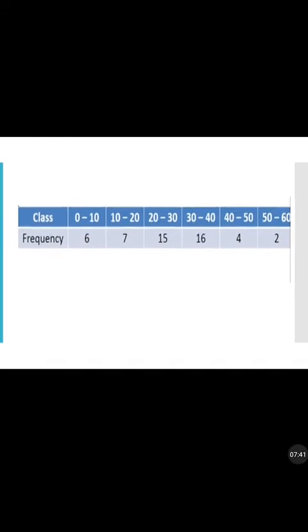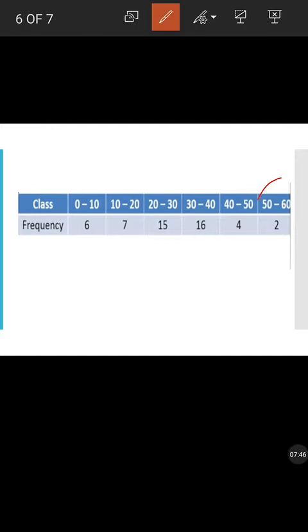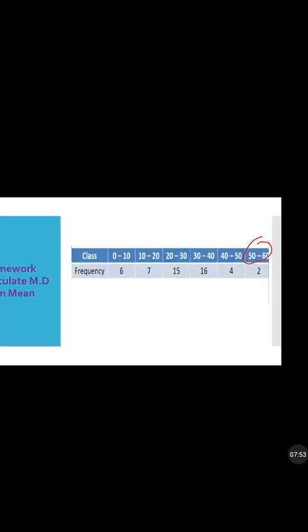Okay, the final class interval is what? 50 to 60. Is it visible for you? The final class is 50 to 60, 50 to 60. So இதுதான் வந்து உங்களுடைய homework problem முடிச்சிட்டு Google Classroomல post பண்ணிடுங்க.